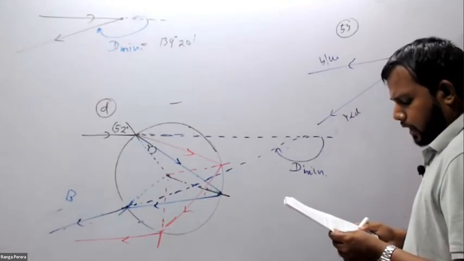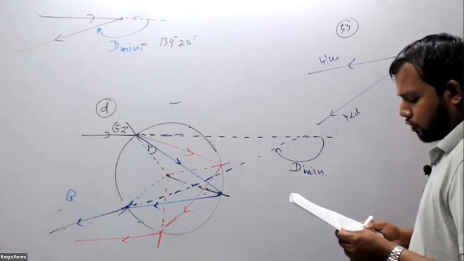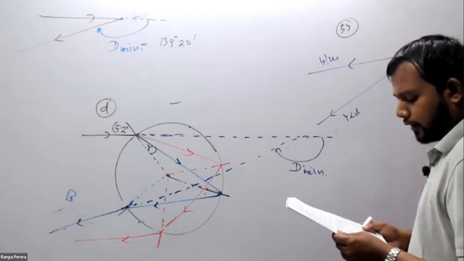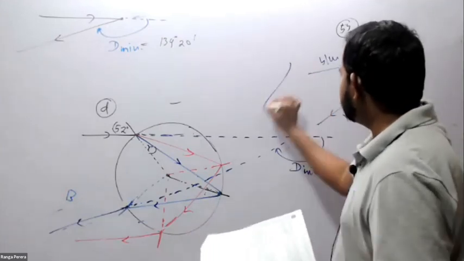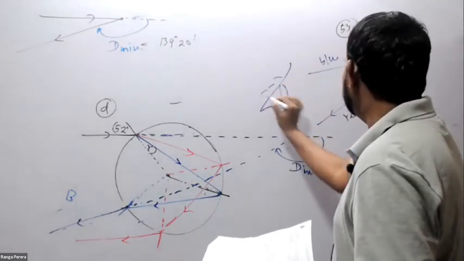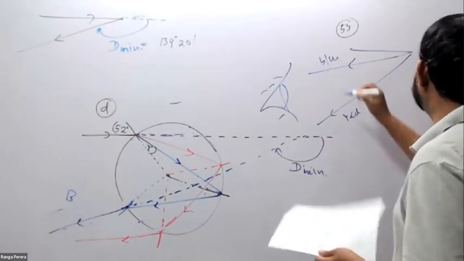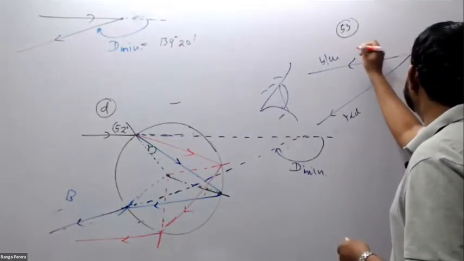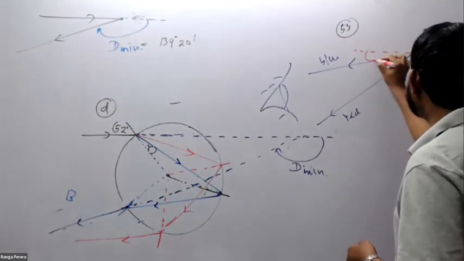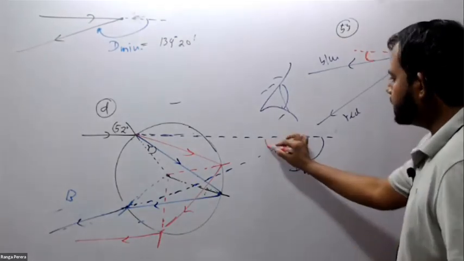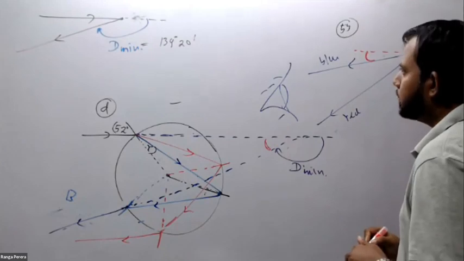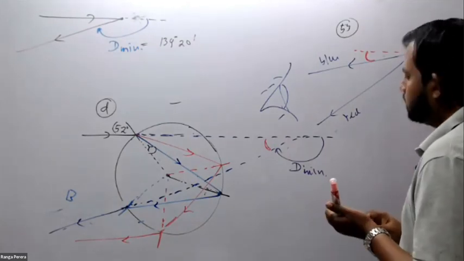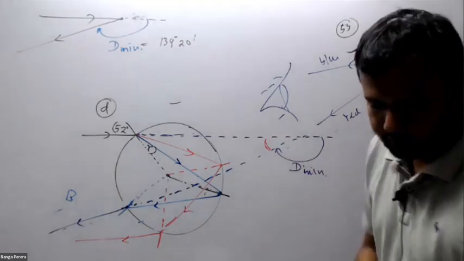Determine the angle made by the blue ray of the rainbow with the horizontal related to the observer on the ground. So this is the observer on the ground. This is the horizontal direction. What is this angle? What is that angle?